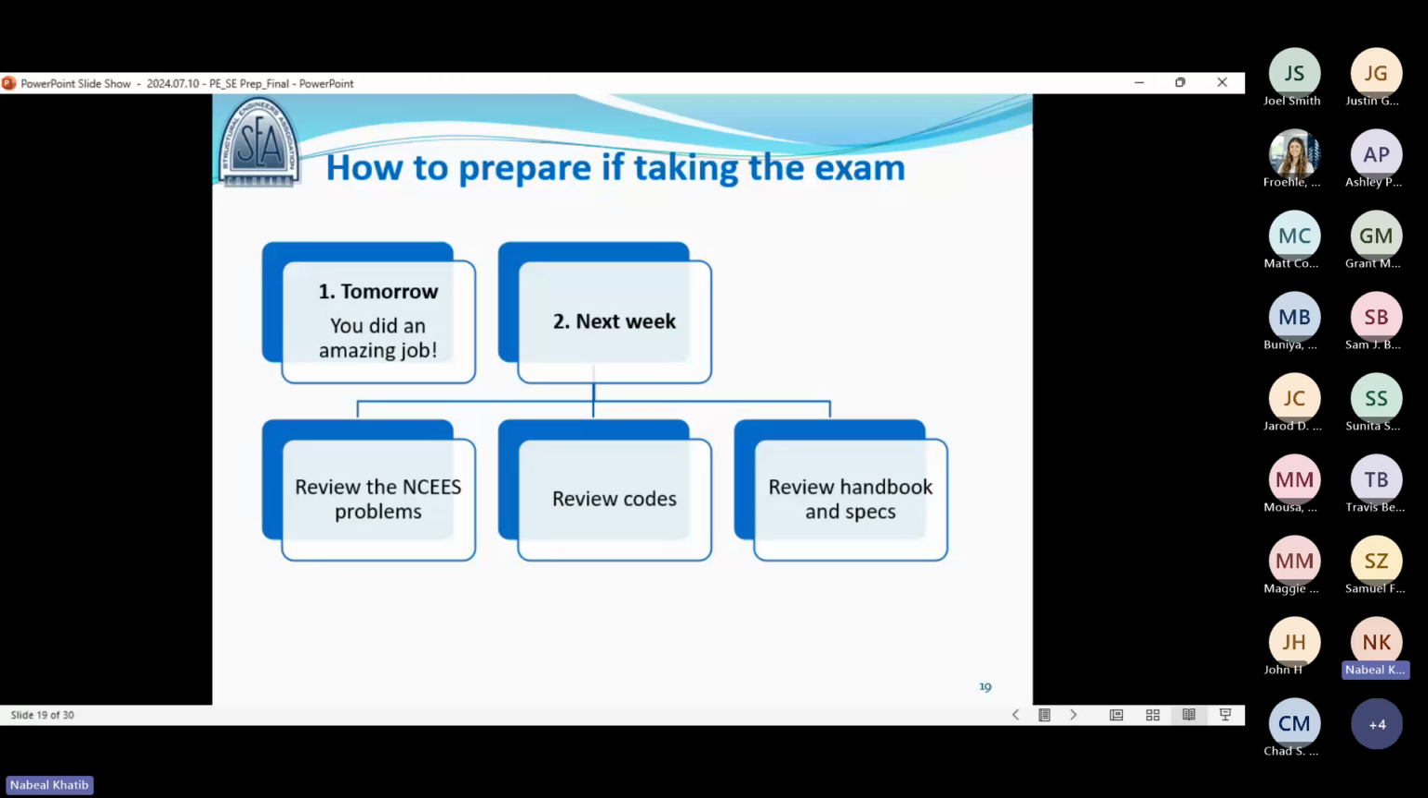I would go back and review the NCS practice problems. I would review the codes. I would review the handbook and the specs carefully, making sure that I catch all these items on the specs. The handbook right now, to be honest, is not as important as it used to be. It still has great things, but not as heavily as it used to be, at least.